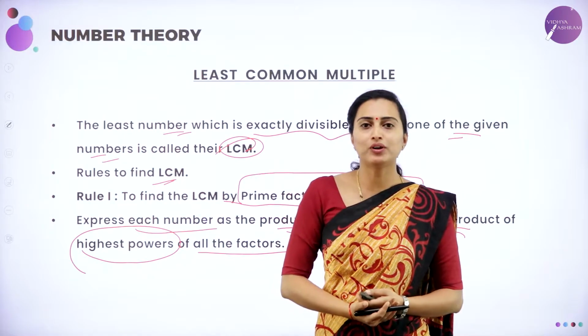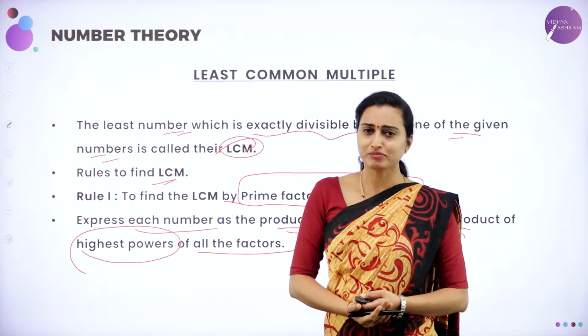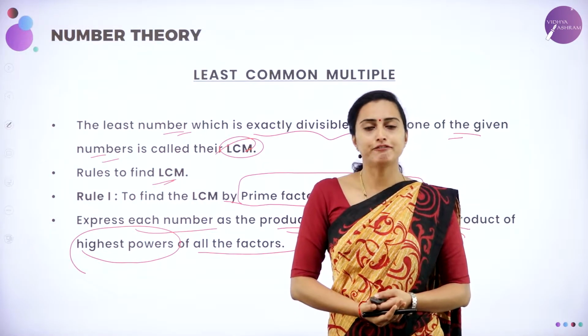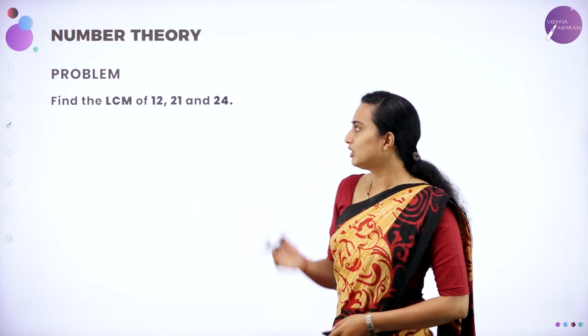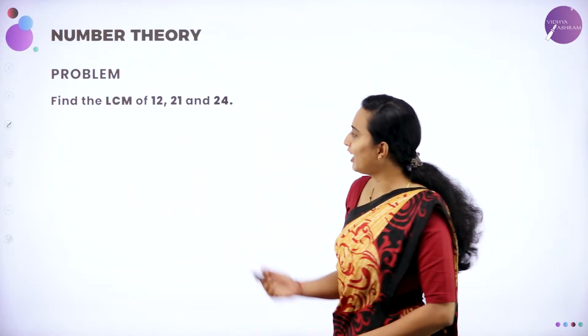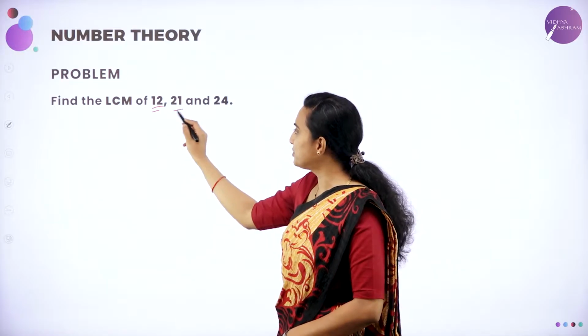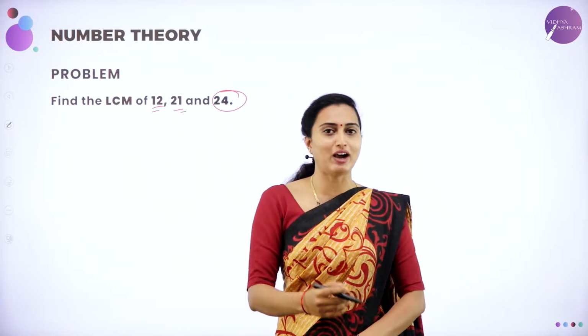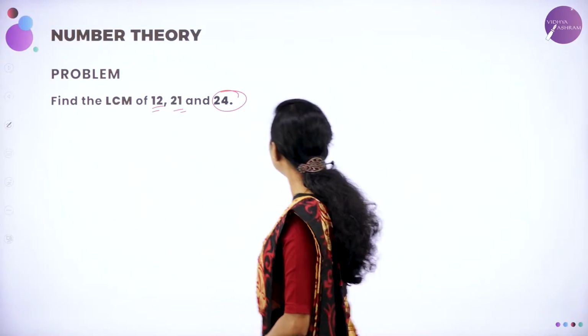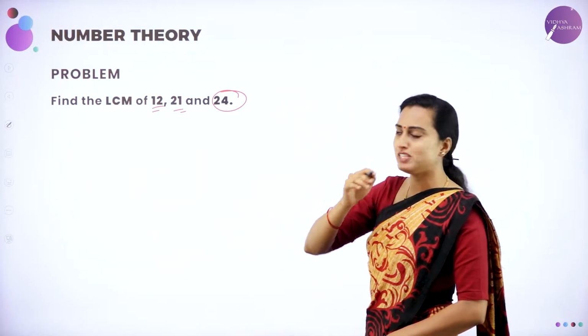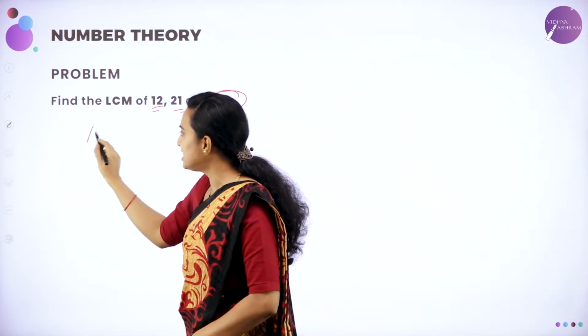Now let us move on to how to solve a problem by the prime factorization method. So here I have taken one problem. Find the LCM of 12, 21 and 24. So let me write the factors of 12 here.